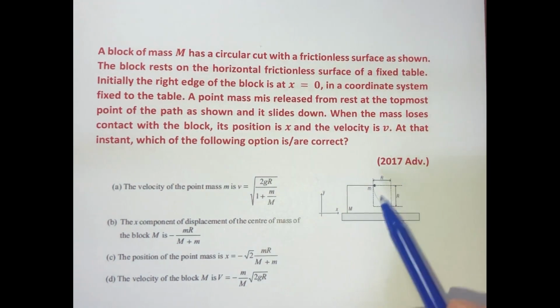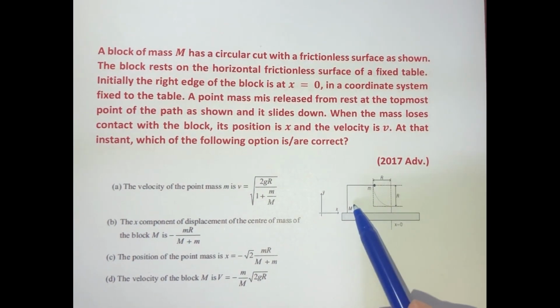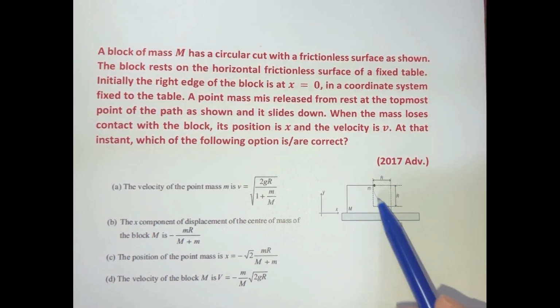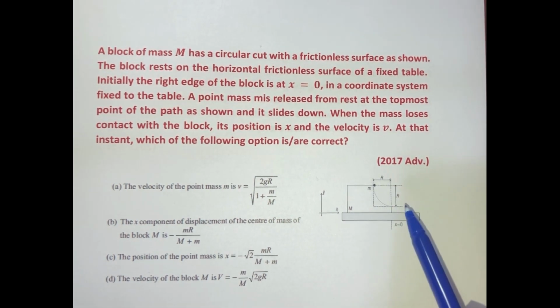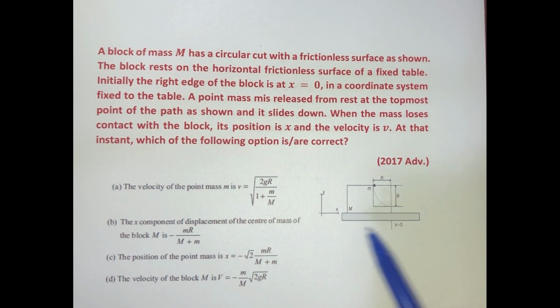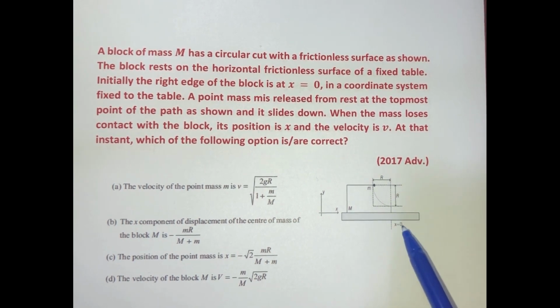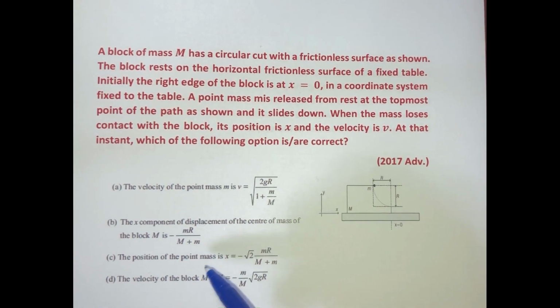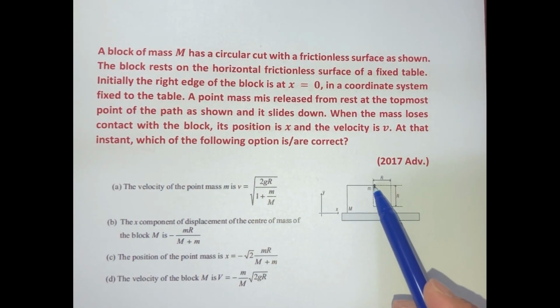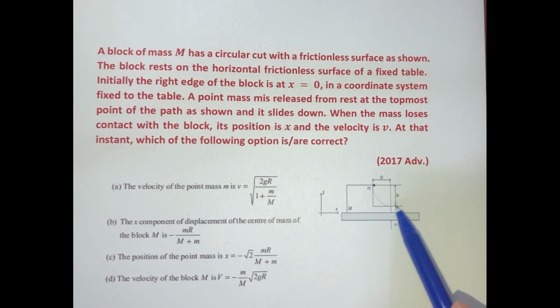So this is a mass and it is a slope. A piece is cut and a small mass m is placed on it, and the initial coordinate system in xy is given, the right side is given as x equals 0, and we are going to find out which of the options is correct at the moment when this ball leaves from this point here.